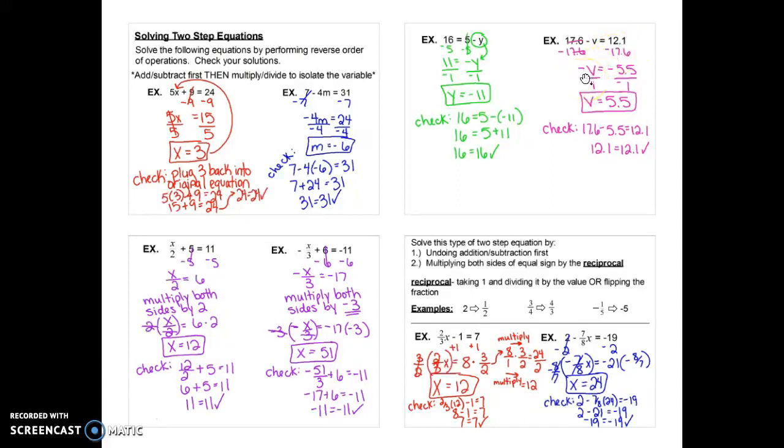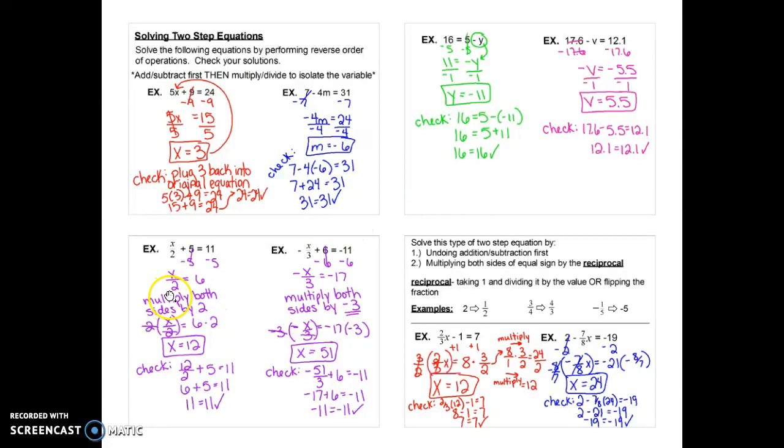Now the final step. Again, I need to solve for positive v here. So I want to get rid of this -1 that is attached to the v. In order to do that, I need to divide both sides by -1. When I do that, that gives me positive v equals a positive 5.5. Again, check your answer by plugging this value back into your original equation. When we do that, we do get that 12.1 equals 12.1. So from there, we know that we solved the problem correctly.